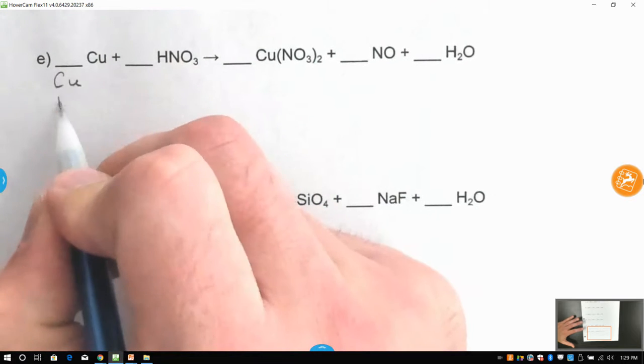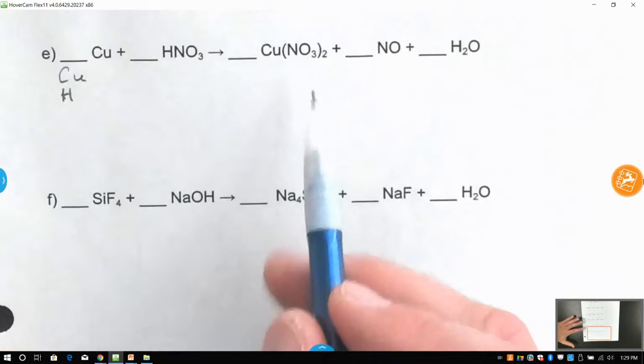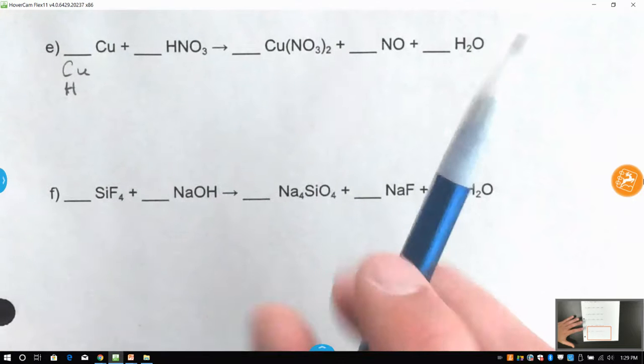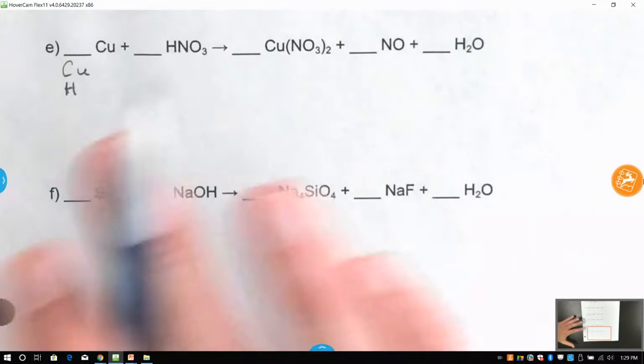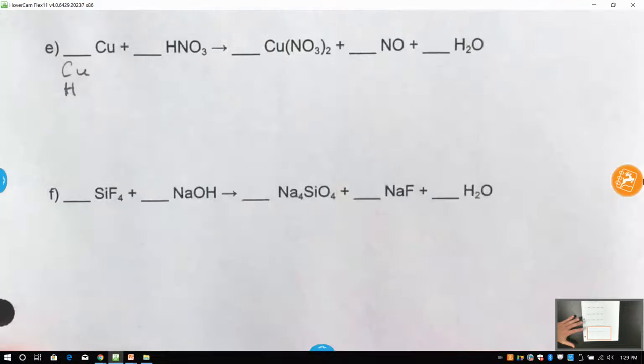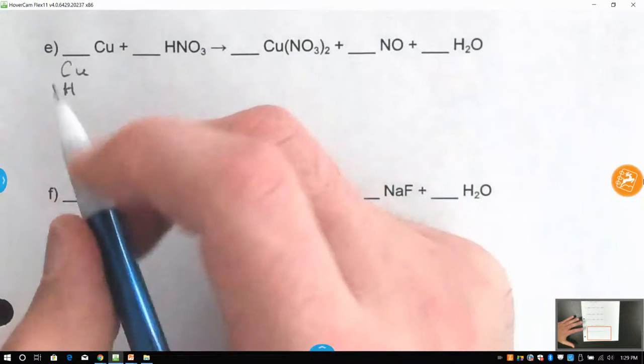We have our copper. We have a hydrogen. Now we have an NO3. There is an NO3 on the other side. Normally, we could keep them together and balance them as one thing, but it would become more difficult on this one. So I'm just telling you straight up, we're going to separate everything.